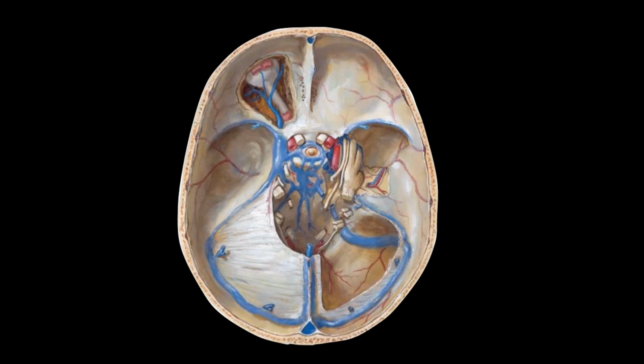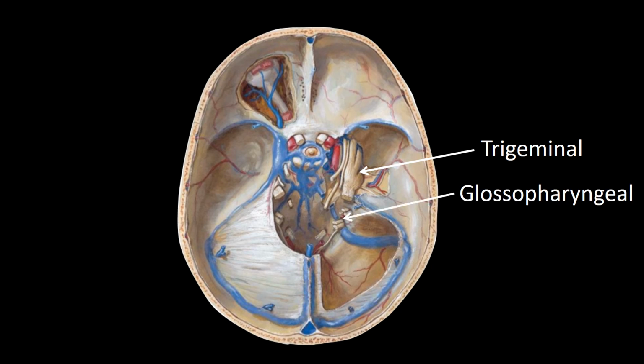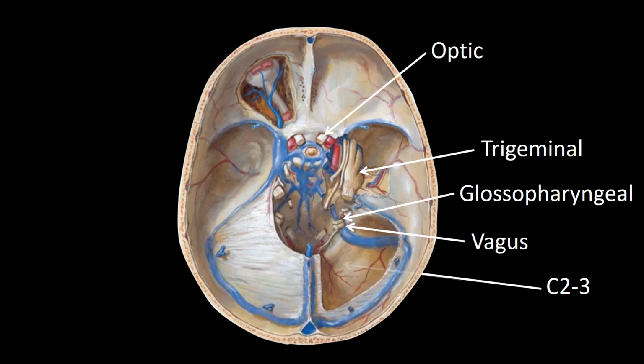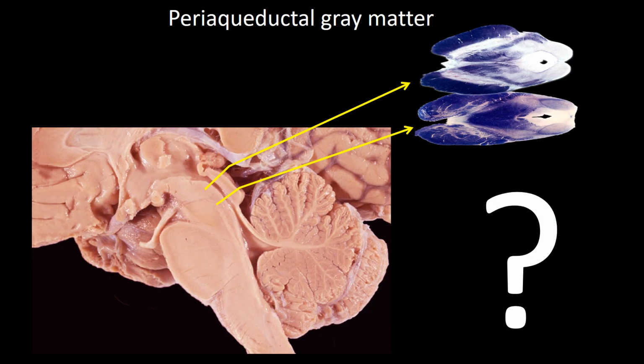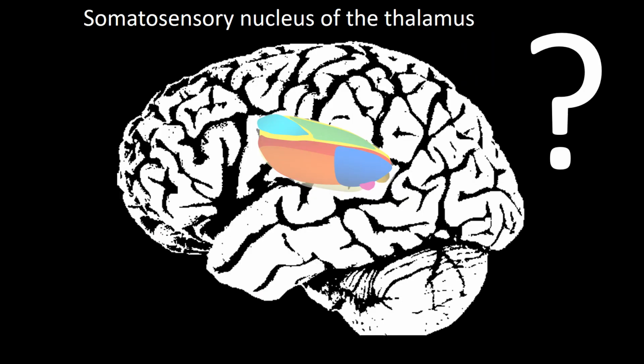Some nerves are also pain-sensitive structures. The trigeminal, glossopharyngeal, vagus nerve, and the C2 and C3 sensory nerves are considered pain-sensitive structures. Some authors consider the optic and the oculomotor nerves pain-sensitive structures. A few authors include the periaqueductal gray matter, indicated here, and the thalamus as pain-sensitive structures.